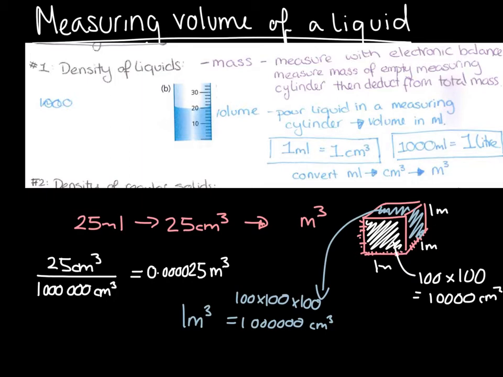0.0000025 metres cubed. And that makes sense, because if you imagine a cube that was a metre by a metre, and then you imagine how much liquid you've got in terms of volume in your measuring cylinder, it is a really tiny number compared to a whole metre cubed.